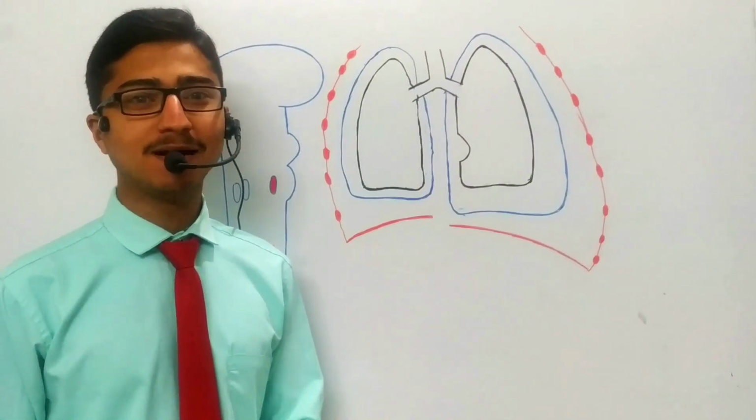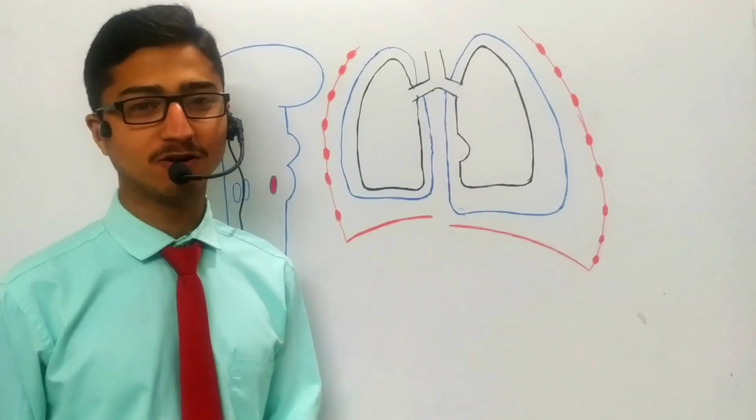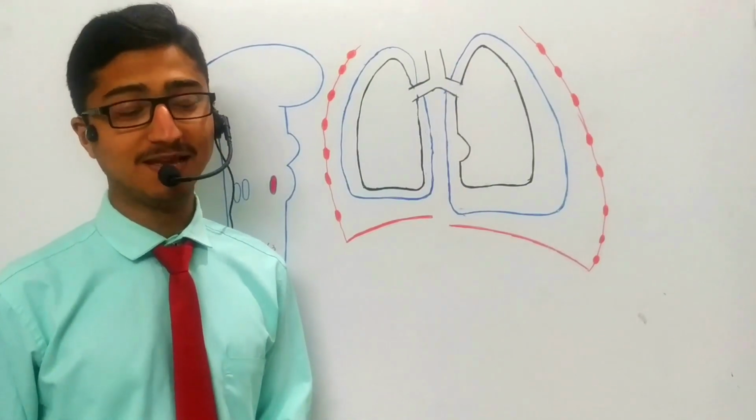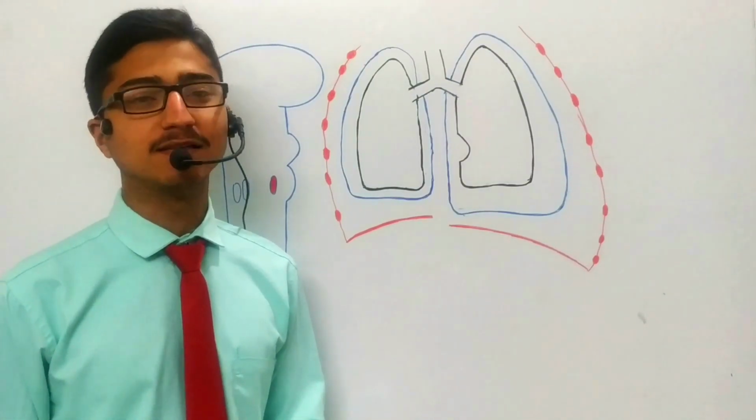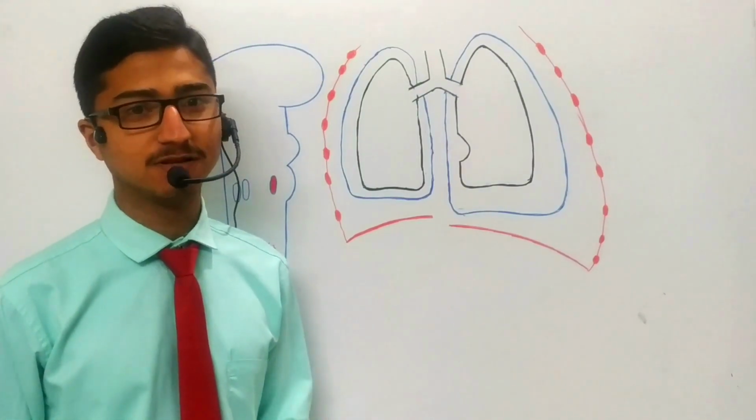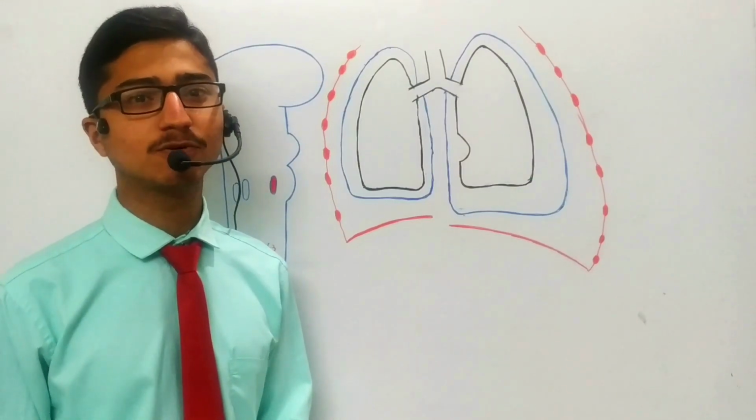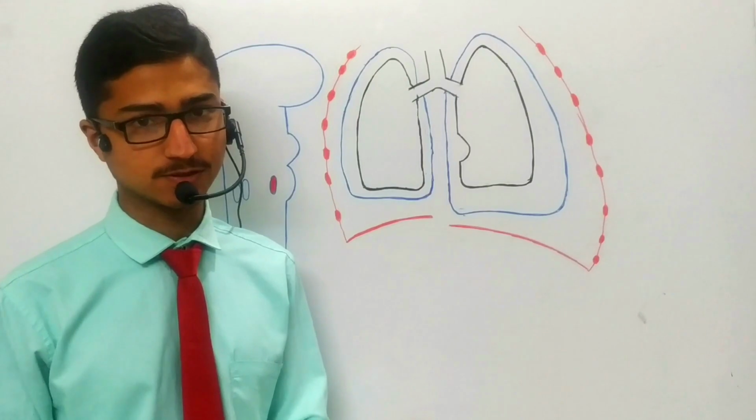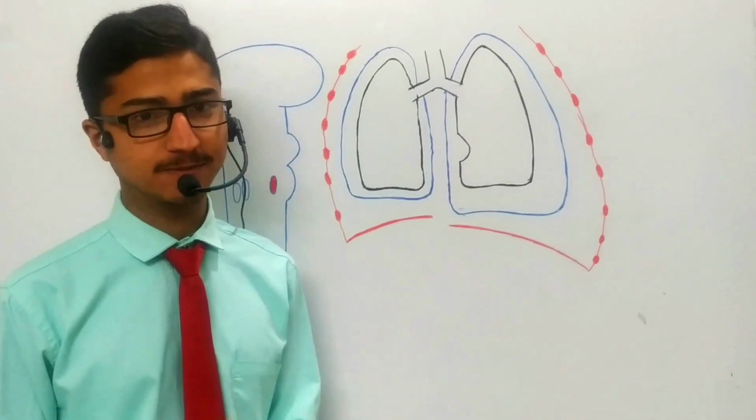So this is part 2 of mechanism of breathing. Hope you have watched part 1 of mechanism of breathing. In the last video, we talked about how and why the intrapleural pressure is negative. In today's video, we are going to study the actual inspiration process and the actual expiration process and the various movements taking place during this process.